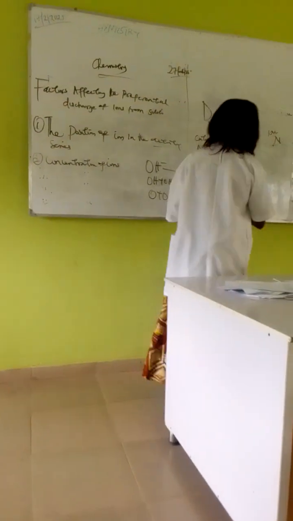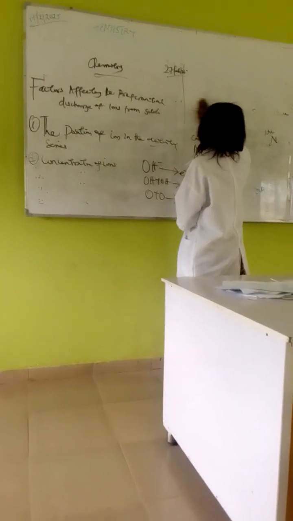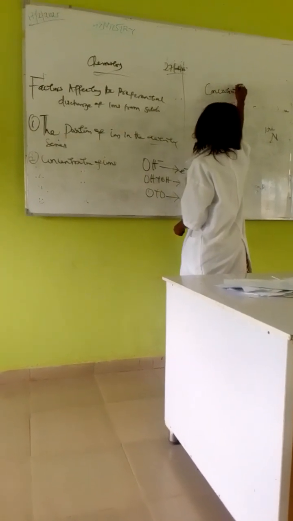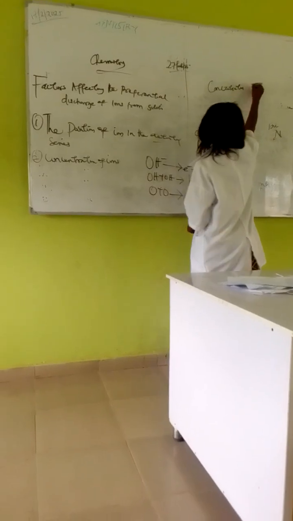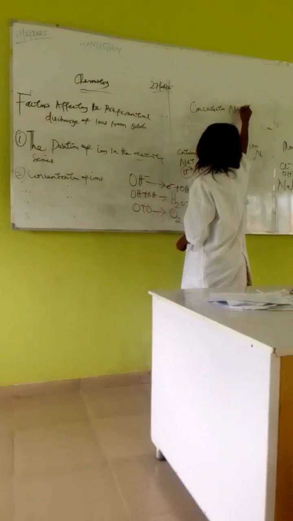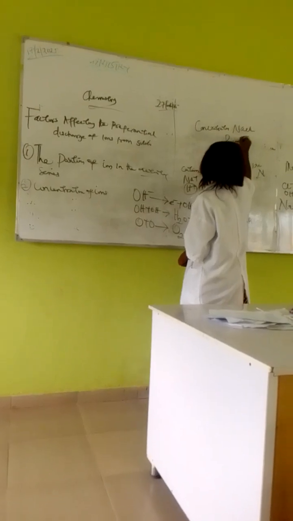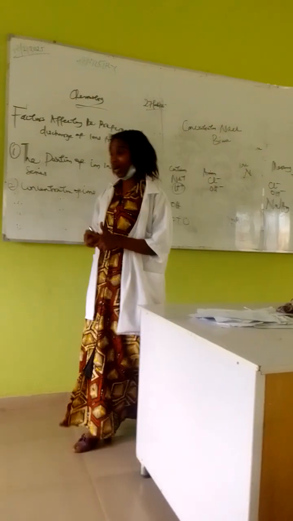Assume I'm asked to conduct an electrolysis of concentrated sodium chloride. Concentrated sodium chloride, otherwise known as what? Brine. So here you call it concentrated sodium chloride, or you call it brine.